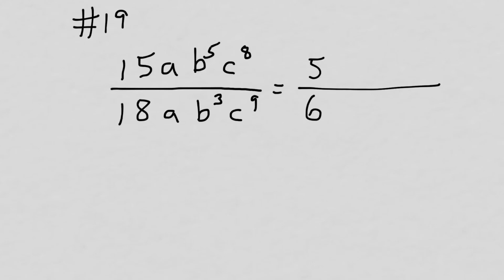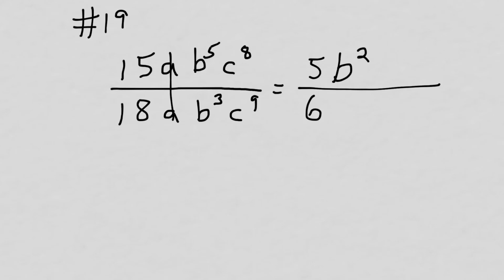All right, the A's. I already see the A's cancel out. A over A, anything over itself cancels out. So I got rid of the A's. Let's do the B's. B to the 5th divided by B to the 3rd is 5 minus 3. You end up with B squared.